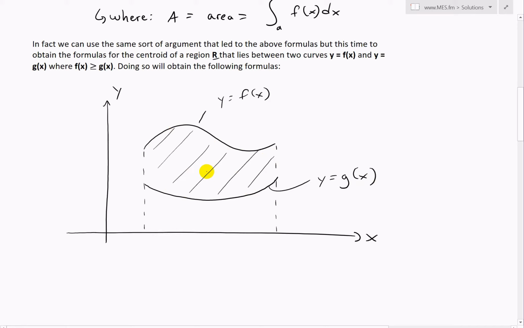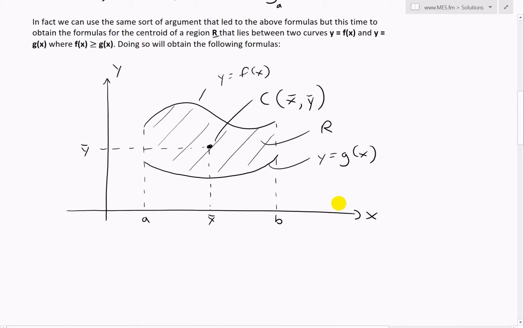The centroid looks probably somewhere like here, roughly, just by symmetry. This is like that, and this point is that. This is our centroid C, which has coordinates like that. This whole thing is our region R, and from a to b is the interval over which we are trying to determine the centroid.